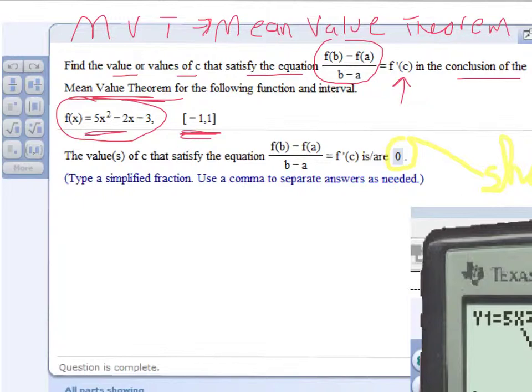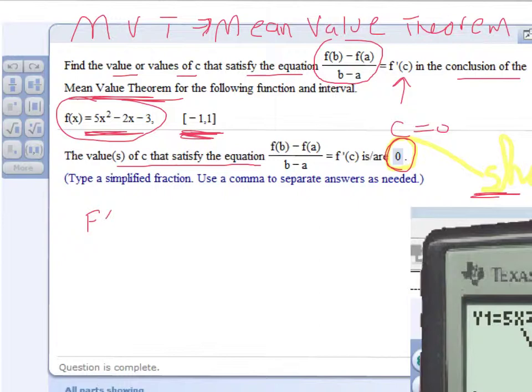So we have a function. It's definitely continuous over this closed interval. Let's first find the derivative, okay? It says find the values of C that satisfy this equation. And I have the answer. The value of C ends up being 0, but I want to show you that, okay?